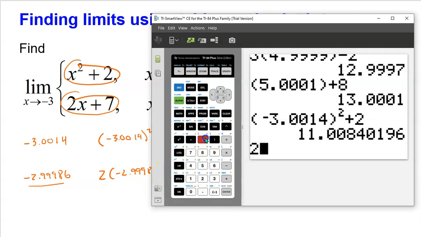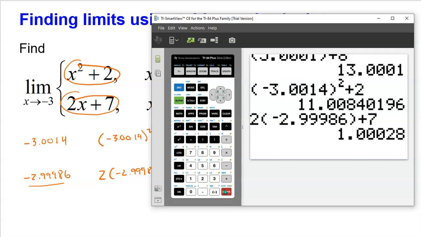On the other side, I've got to use the different equation. This is the deal with piecewise functions. So negative 2.99986 plus 7. Oh boy, okay, this is weird. So on the left side of negative 3, I'm up at 11, or really close to 11. And on the right-hand side of negative 3, I'm at 1. So those aren't coming together. The two sides aren't meeting. One's at 11, one's at 1.